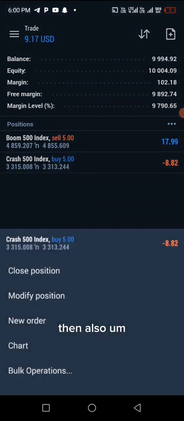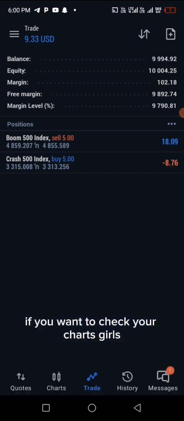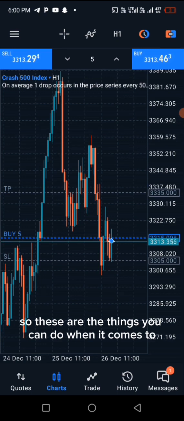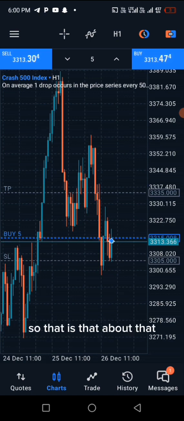Then also, if you want to check your chart, you can just come in here and check your chart. So these are the things you can do when it comes to analysis and placing of trade. So that is that about that.